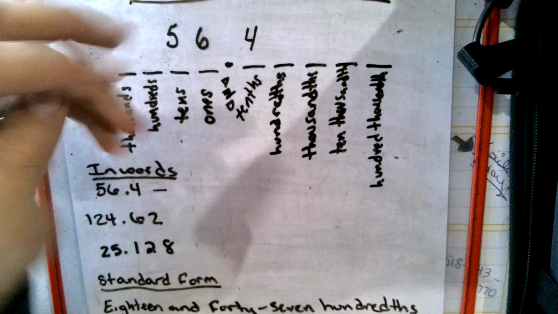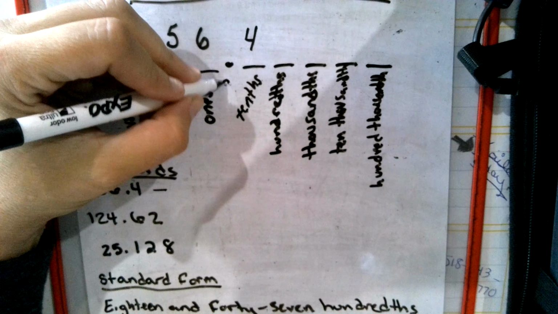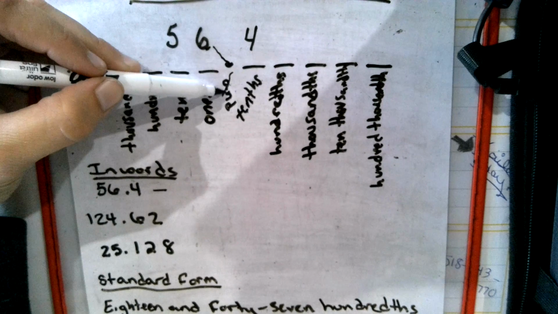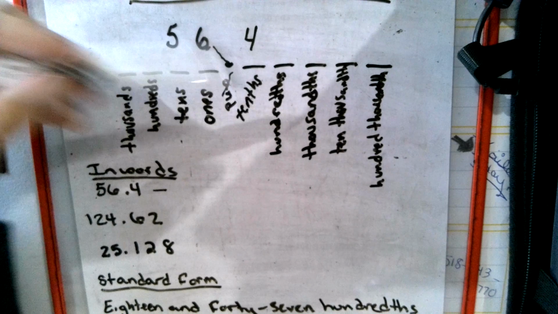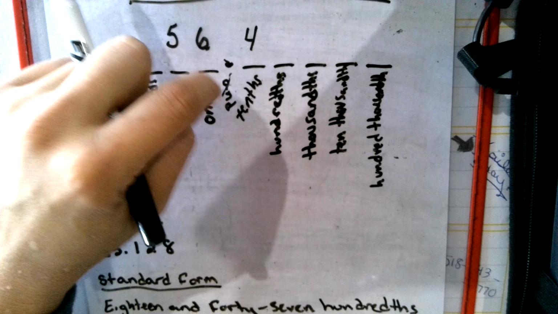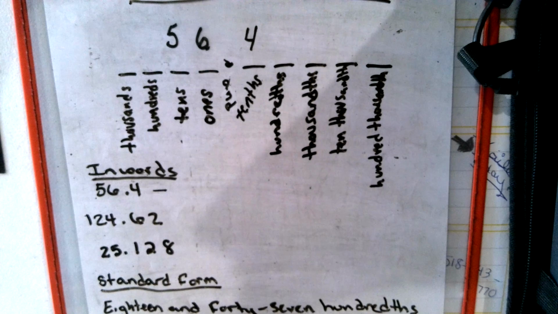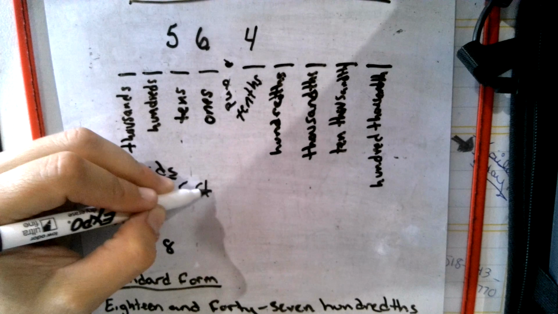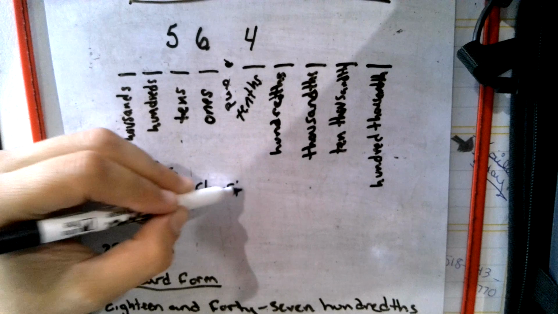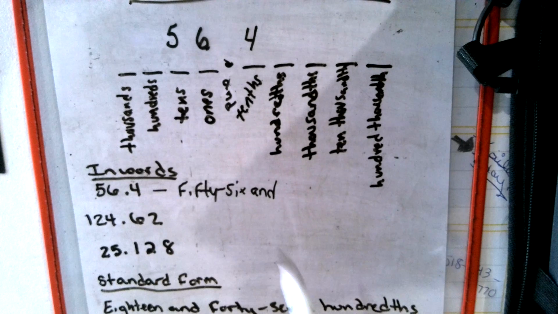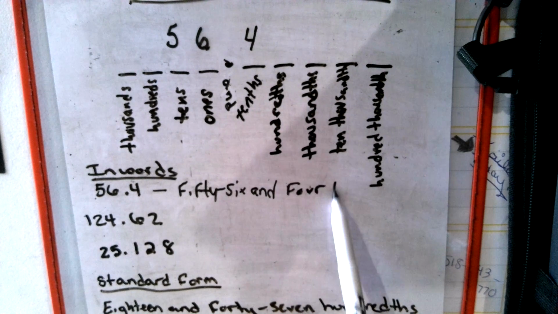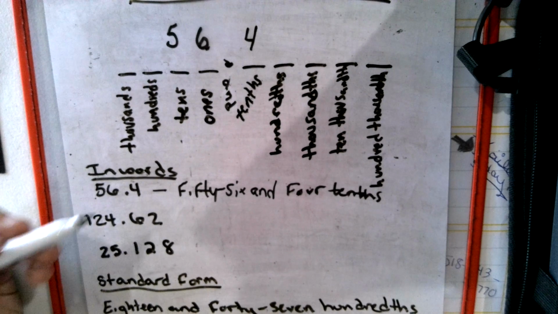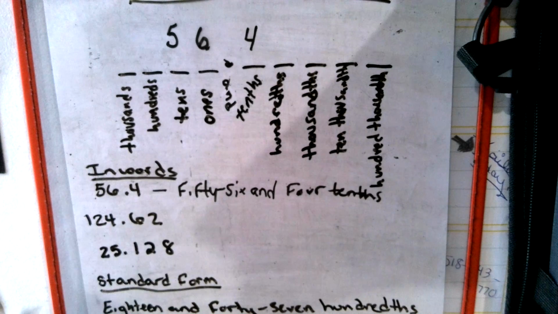A-N-D, and. Okay, let me write that a little bit better for you. How about lowercase? And. So we say 56 and 4 tenths. Okay, so that's how we would read that. So down here in words, we would write fifty-six and four tenths, just like that.